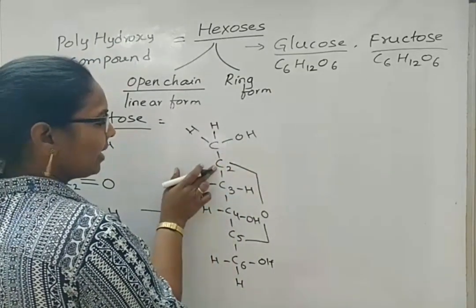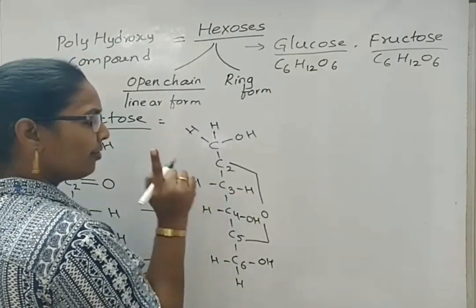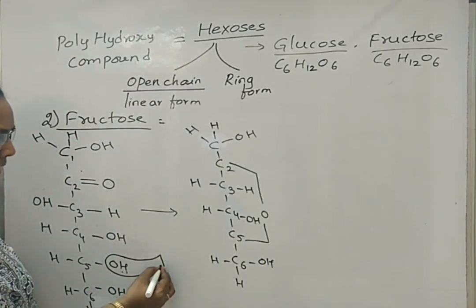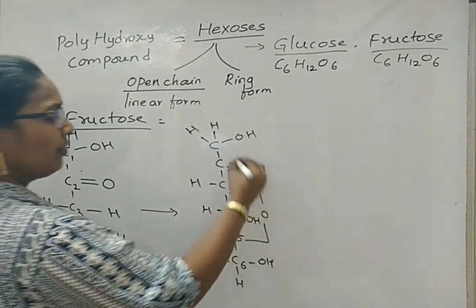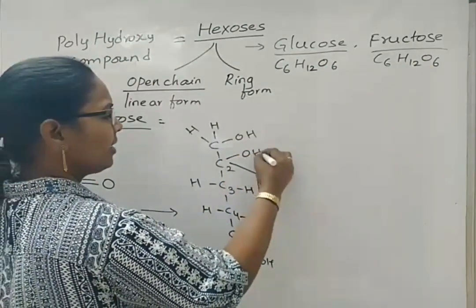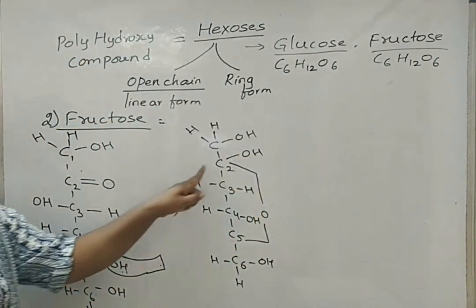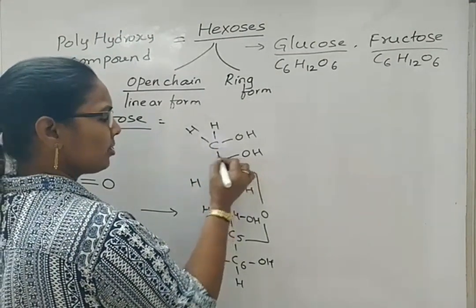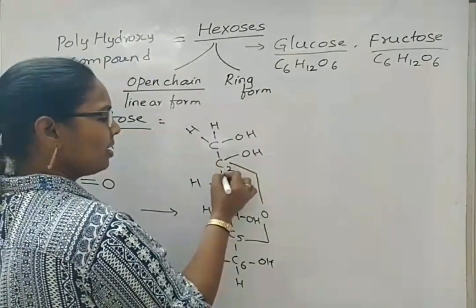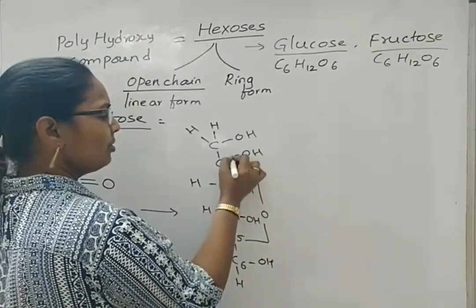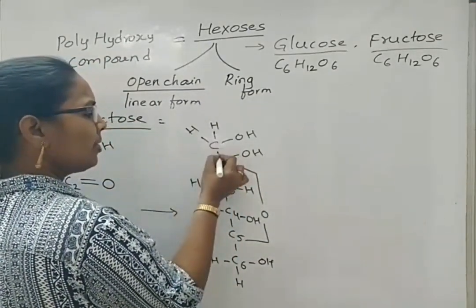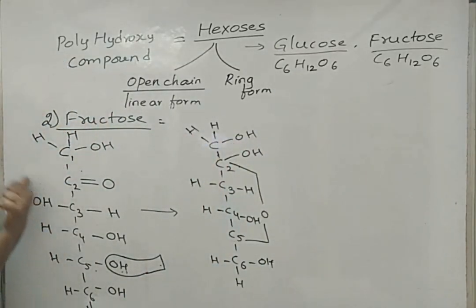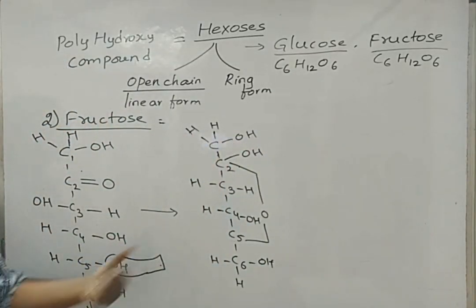Since the second carbon is lacking one more bond, the OH group that is removed here from the fifth carbon will come and bind again here at carbon 2 position, so that the number of carbon bonds is the same. 1, 2, 3, 4. For this carbon also 1, 2, 3, 4. It is quite common here in case of fructose.